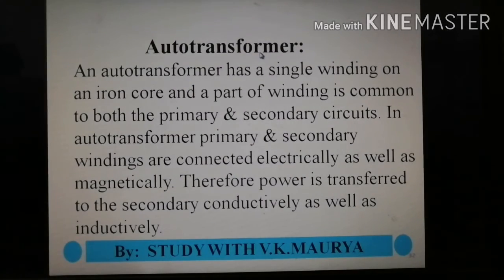Next is the auto transformer. An auto transformer has a single winding on an iron core, and a part of the winding is common to both the primary and secondary circuits. In an auto transformer, the primary and secondary windings are connected electrically as well as magnetically. Therefore, power is transferred to the secondary conductively as well as inductively.